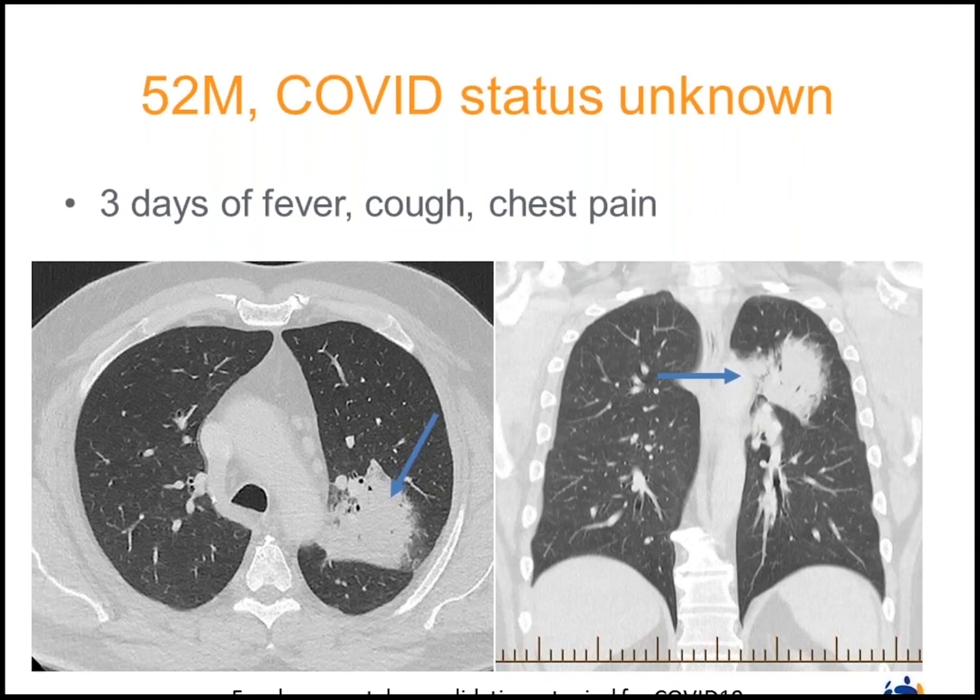And his CT shows some focal consolidation, posterior segment, left upper lobe. It's very focal. There's no ground glass opacity. The lungs are otherwise clear. This is very atypical for COVID-19. It's much more likely to represent bacterial pneumonia, so a different cause of infection.